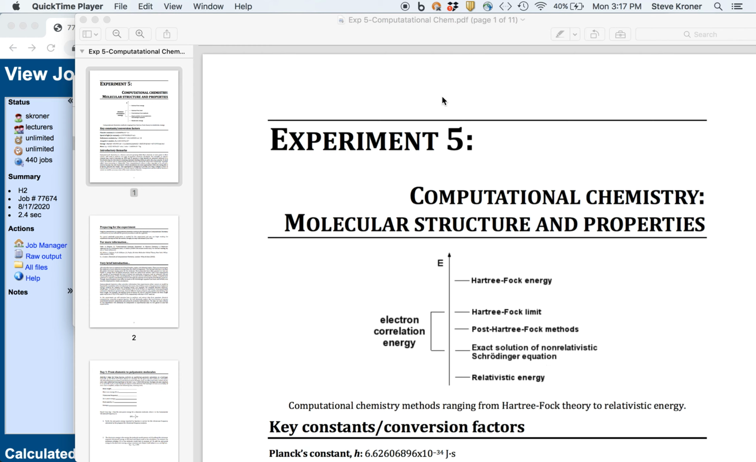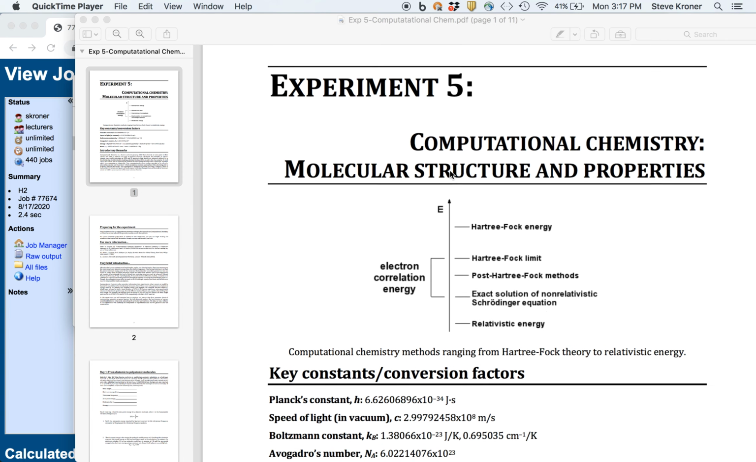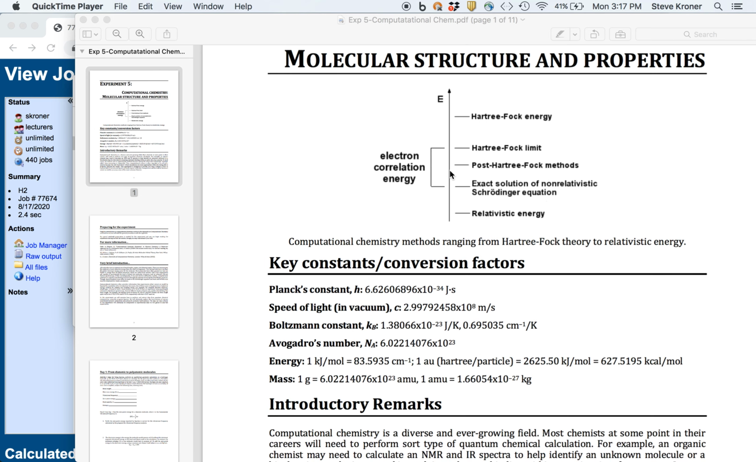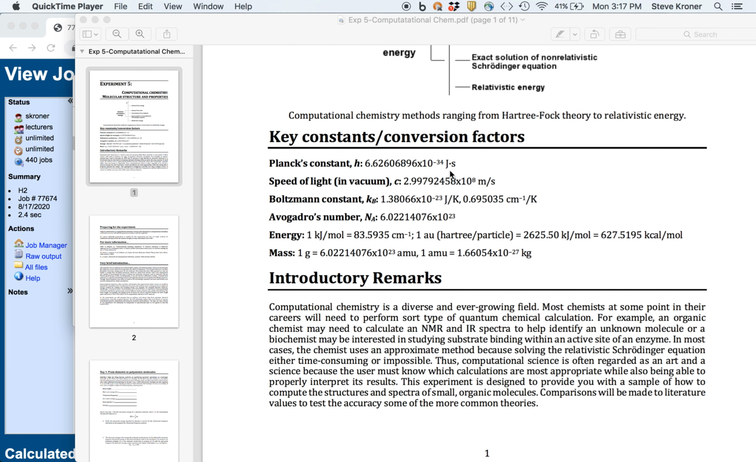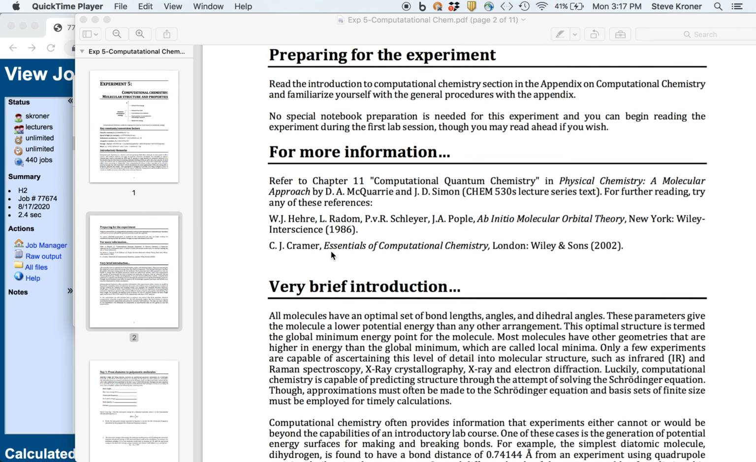Hello and welcome. This is an introduction to experiment 5 and day 1 of the experiment. You might find watching some of this video and pausing might be helpful throughout your doing of day 1 of the experiment. We see some key conversion factors and some introductory statements that you can read.